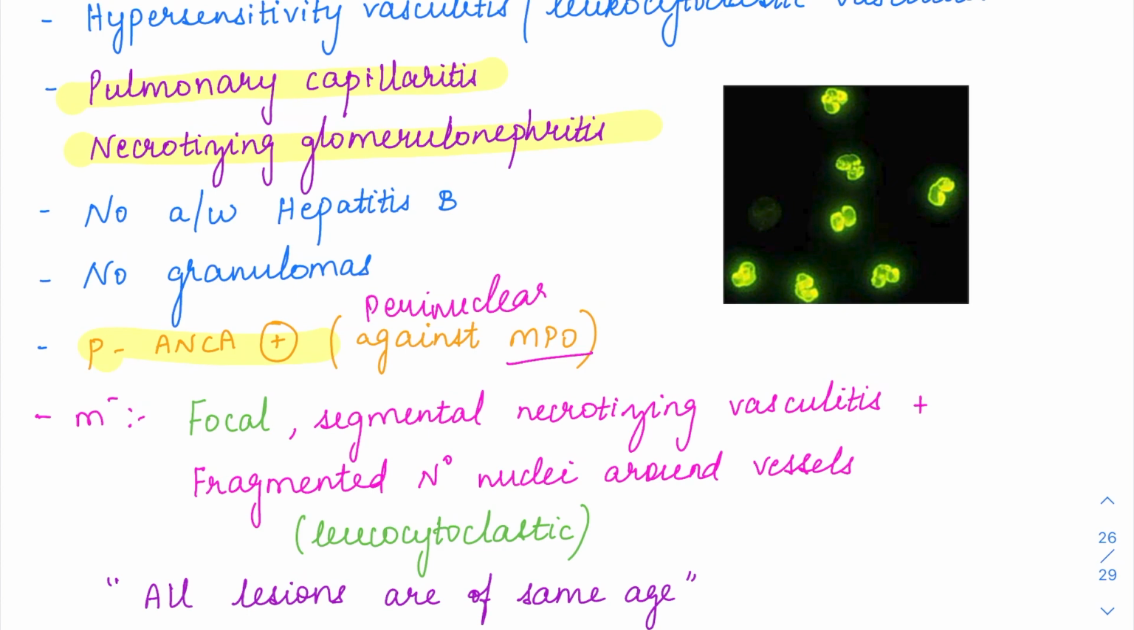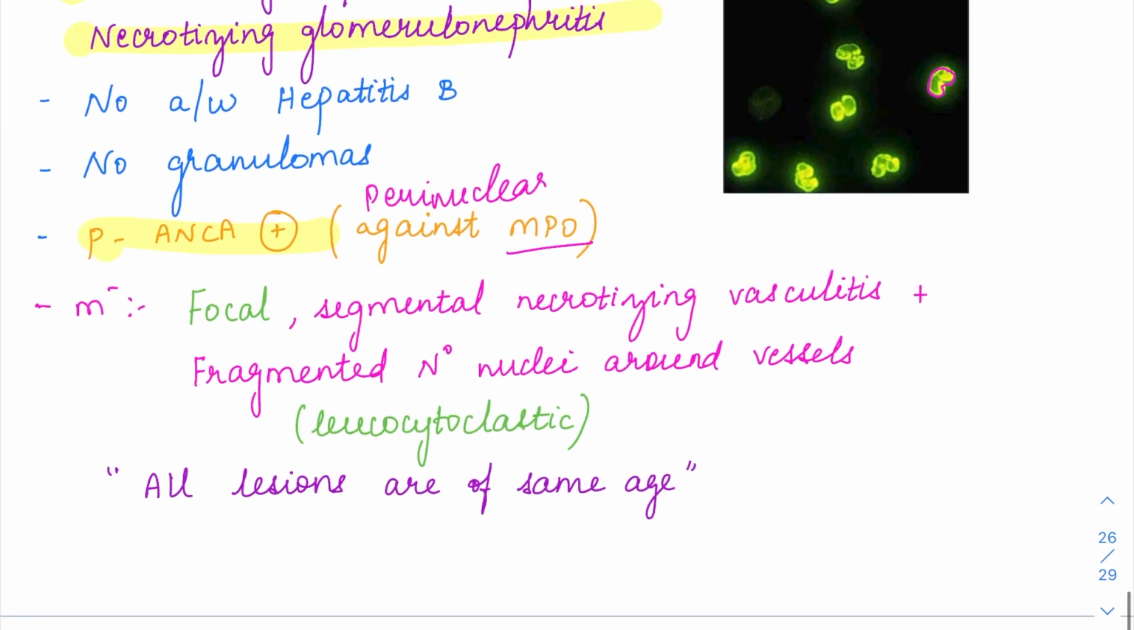So this image, if you see, this is an indirect immunofluorescence. Whenever we see this green kind of picture, it is going to be immunofluorescence. Here, if you see, it is all surrounding the nucleus, we are seeing the immunofluorescence, because this is a perinuclear antibody which is being highlighted, directed against the MPO.